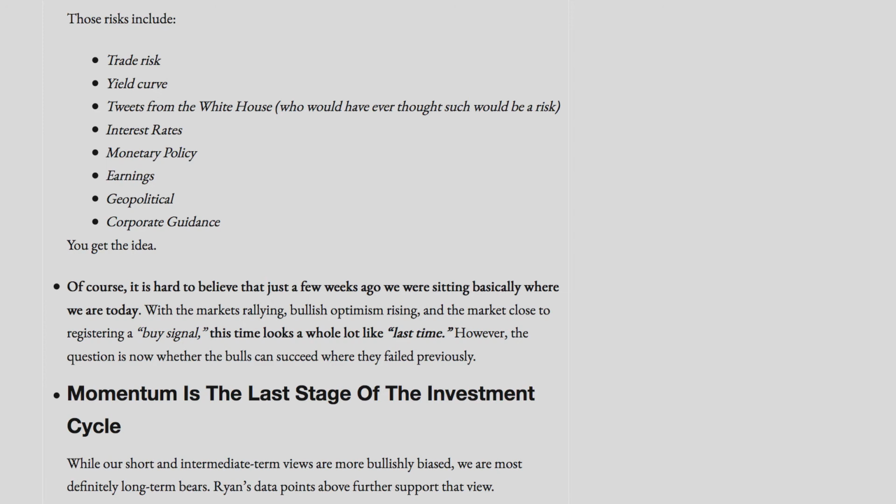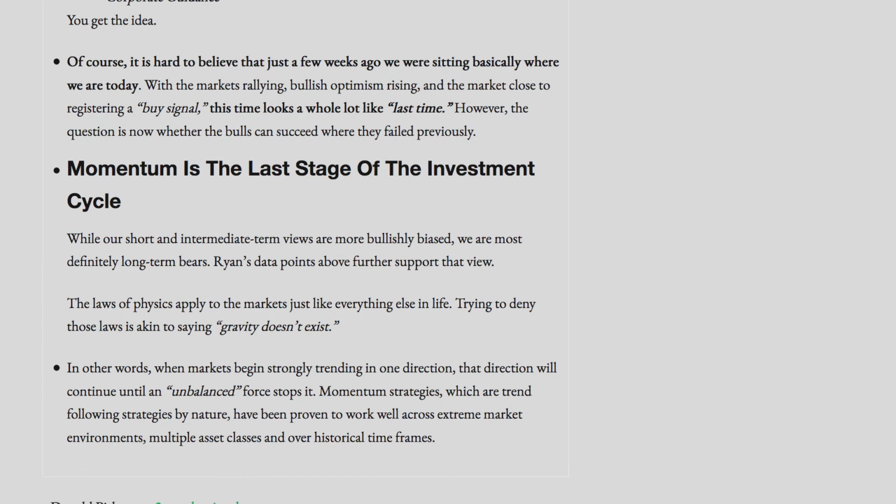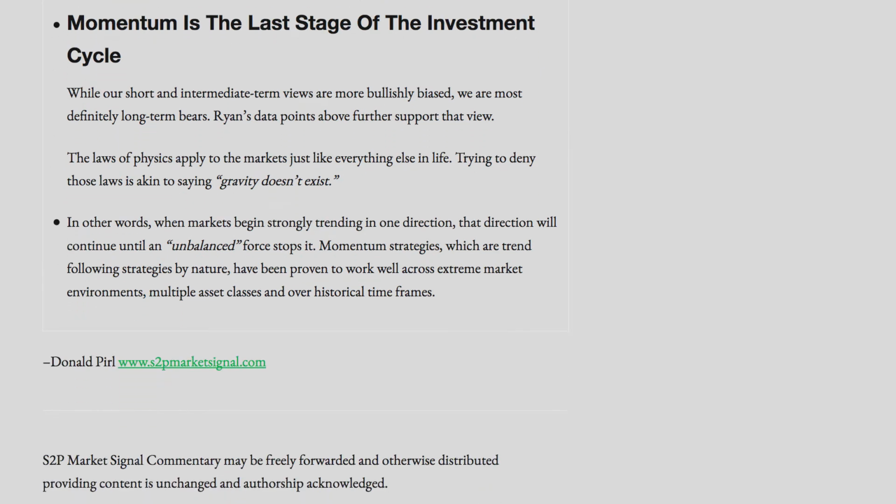With the markets rallying, bullish optimism rising, and the market close to registering a buy signal, this time looks a whole lot like last time. However, the question is now whether the bulls can succeed where they failed previously. Momentum is the last stage of the investment cycle. While our short and intermediate term views are more bullishly biased, we are most definitely long-term bears. Ryan's data points above further support that view.